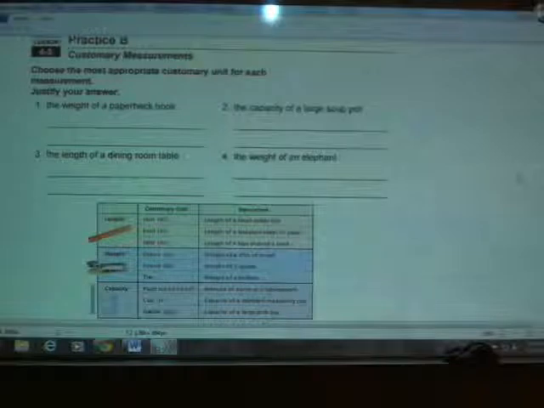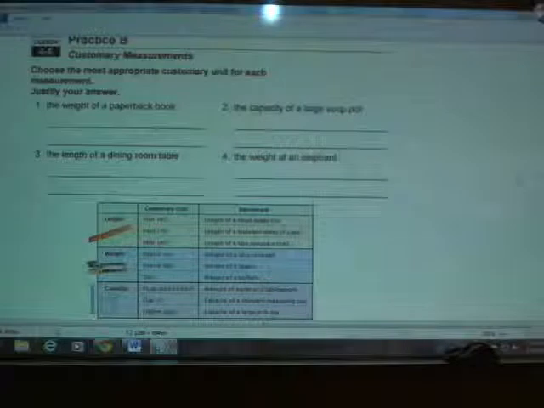As you can see, you're choosing from U.S. units here. The chart that's in the book is shown at the bottom of the screen there. So you can choose inch, foot, or mile if we're talking about lengths. Weight, we can talk about ounces, pounds, or tons. And if we're talking about capacities, we can talk about fluid ounces, cups, or gallons. So number 1, we're talking about the weight of a paperback book. So if we're talking about weights, we can talk about ounces, pounds, or tons.